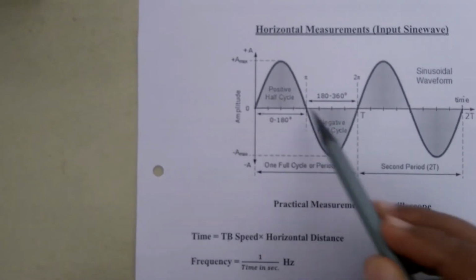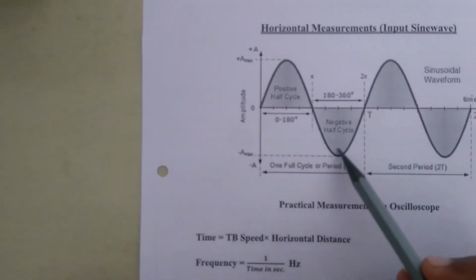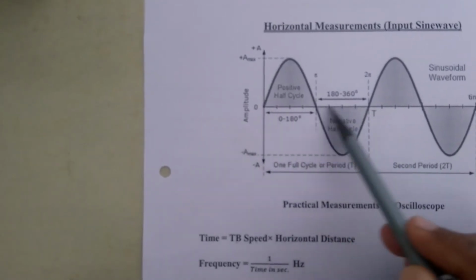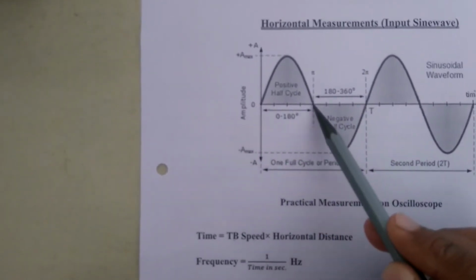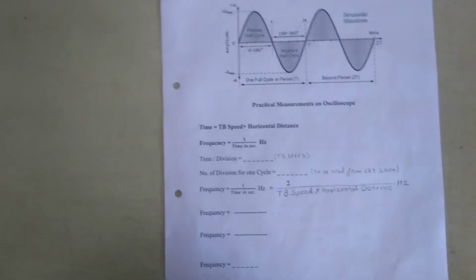These half cycles complete one cycle. This is one complete cycle, and these are the divisions. This is the first division. This is the second division. We have to see this on the CRO.